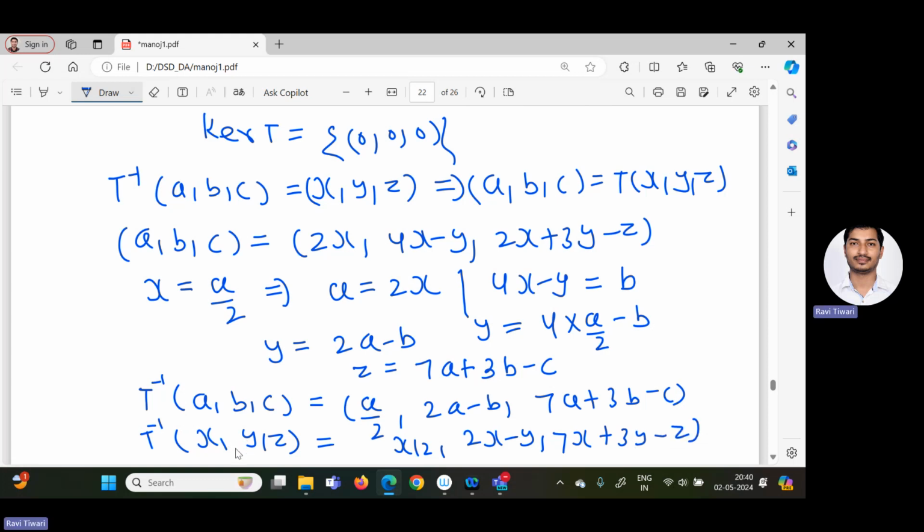So this is the inverse of the linear transformation. But remember, in this case we are getting kernel 0. If kernel T is not equal to 0, then the linear transformation is not invertible and there is no need to calculate its inverse. If you are asked to calculate the inverse of a linear transformation, it means kernel T has to be 0.